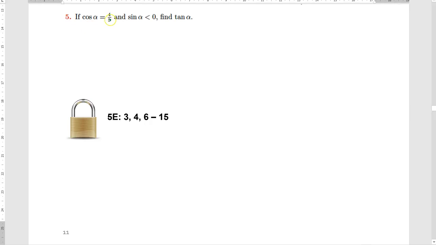Cos of alpha equals 4 on 5, and that's a positive. So that means that it must be in this quadrant or this quadrant. Sine of alpha is less than 0, it's a negative. So what quadrant are we talking about? Where cos is positive and sine is negative, it's the fourth quadrant. So we have to find tan of alpha.